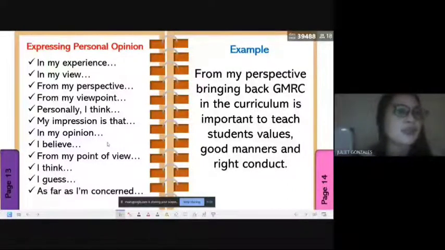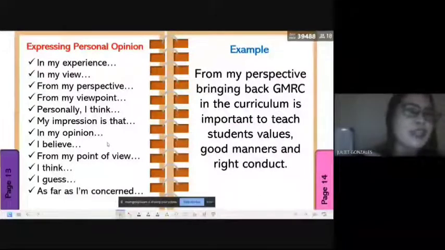Okay, as far as I'm concerned, children shouldn't be forced to do things they don't like. That is very good. Next, in my opinion, I think that the government is overblowing the COVID virus out of proportion. Wow, a great idea from DM. Layla, personally, I think that vanilla is the best ice cream flavor. Now, Layla is expressing her personal opinion that vanilla is the best ice cream flavor.